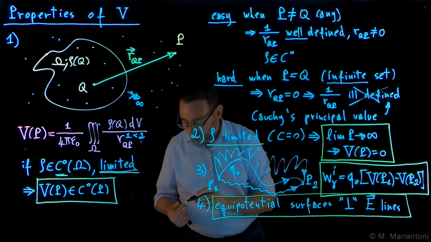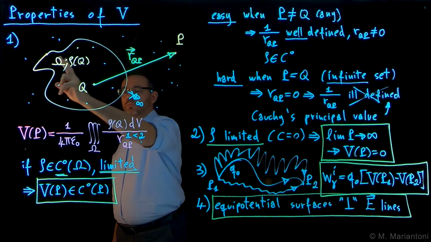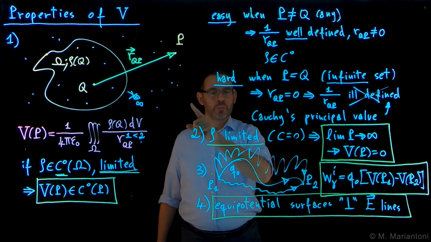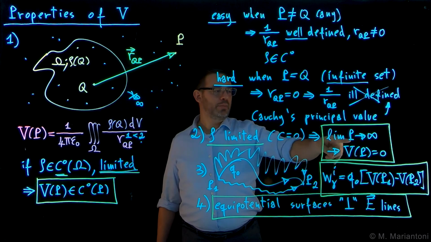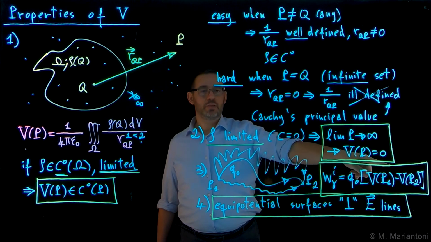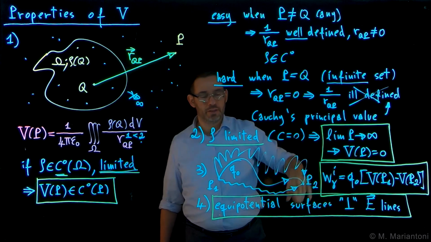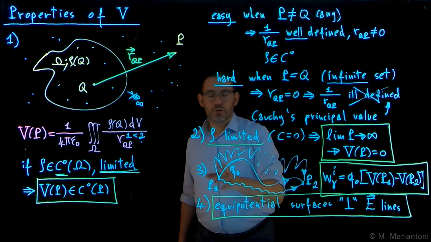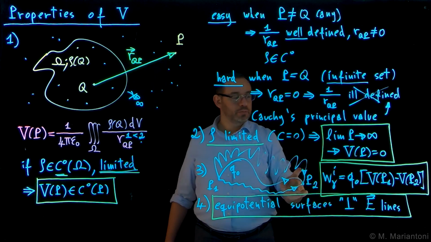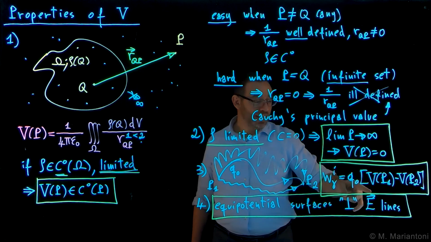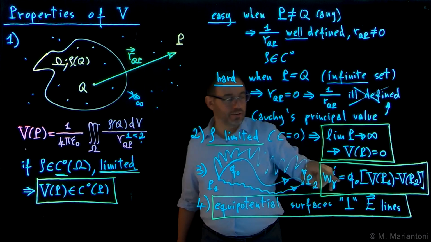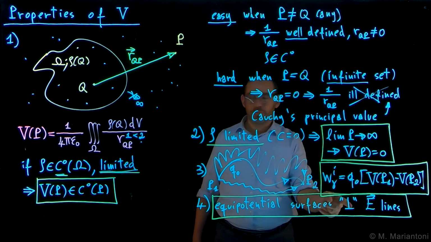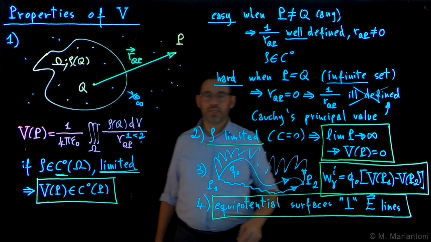All right, so to recap this video, 1, if ρ is continuous and limited, V is limited, always. 2, when ρ is limited, the limit for p that goes to infinity of V of p is 0. V of p goes to 0 at infinity, normal conditions at infinity. 3, the work along any line to go from P1 to P2 is independent from the line and is given by the test charge times the work of the internal forces, V of P1 minus V of P2. 4, any equipotential surface associated with V is normal to the field lines. That's it.